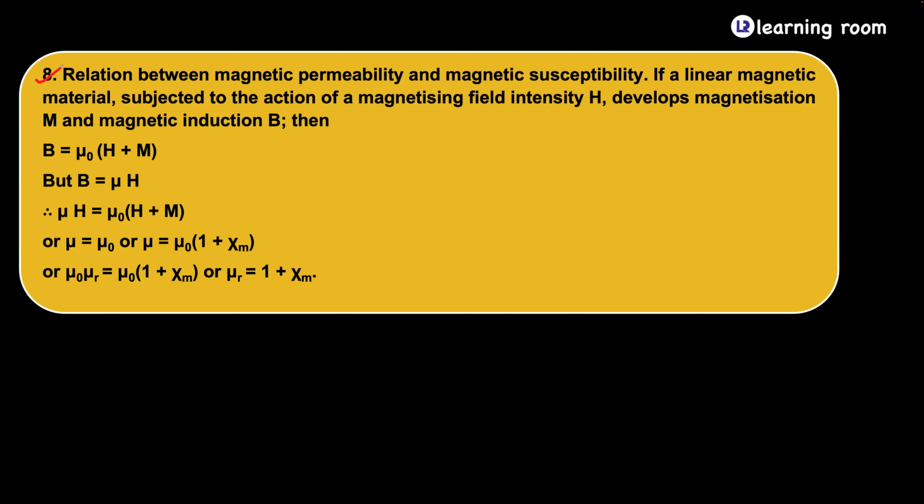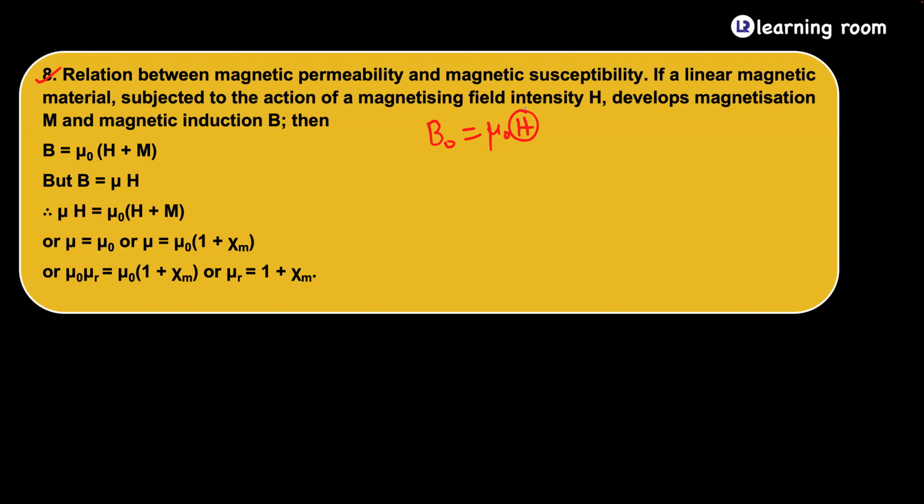If you take a linear magnetic material, linear not meaning length, which follows this format, B naught is equal to mu naught into H, which follows the format Y is equal to mx. That is the meaning of linear magnetic material, subjected to the action of a magnetizing field intensity. So if any H is given, what will happen? There will be a magnetic field that will get induced.